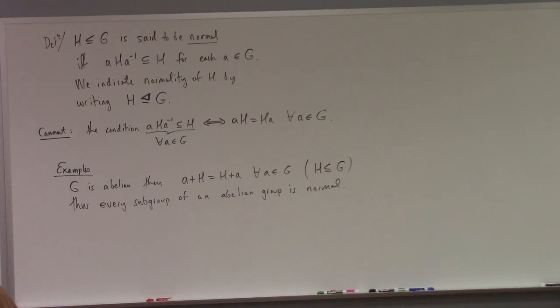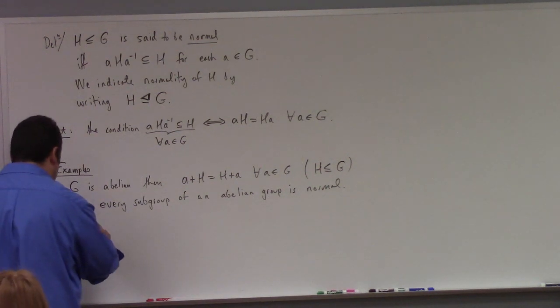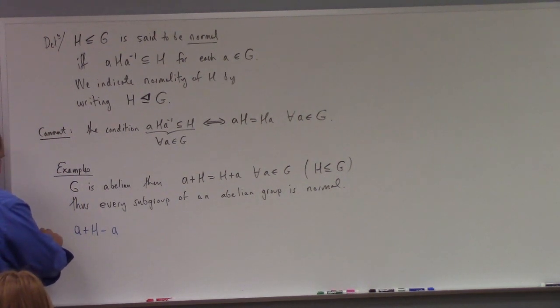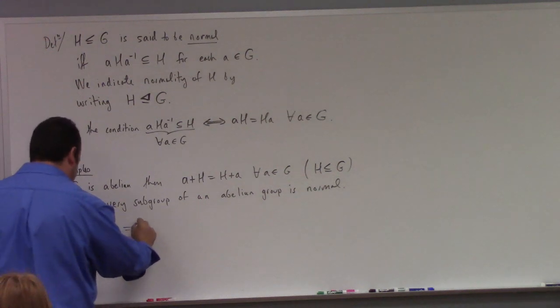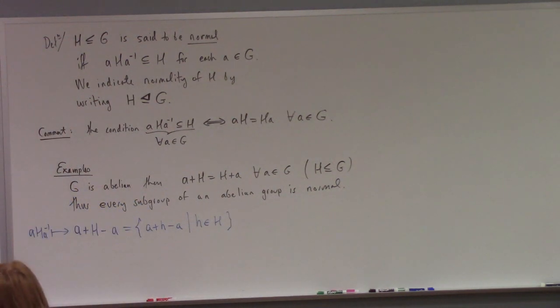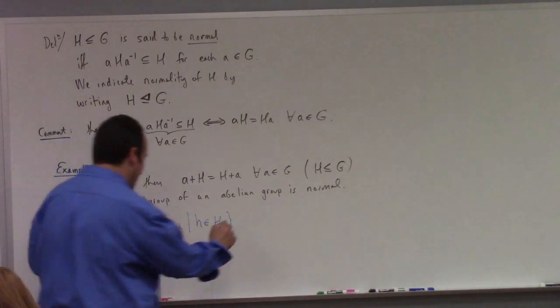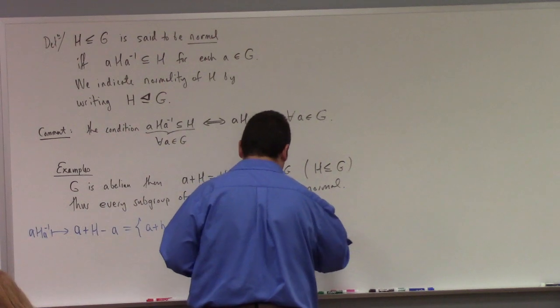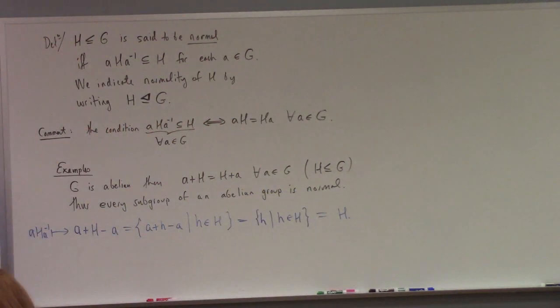Of course, you could also look at it in terms of the definition. What would the definition look like? What would aHa inverse look like in the additive sense? a + H - a, right? Maybe that's worth writing down. That would be the analog of aHa inverse in the additive sense, yeah? And that is literally the set a + h - a such that h is in H, which is precisely what? H, otherwise known as H. So equality certainly gives us that it's a subset. All right.